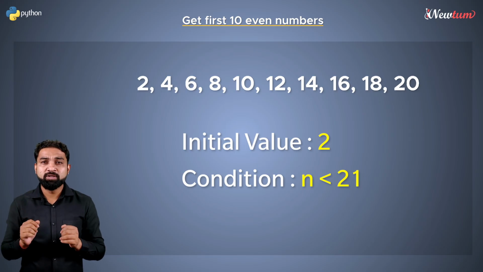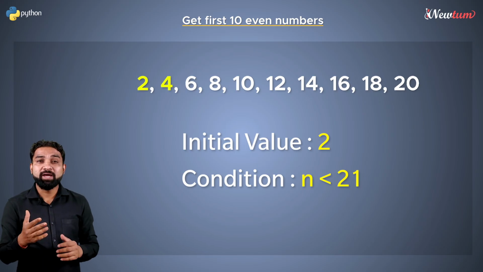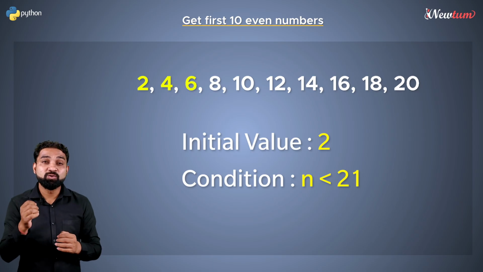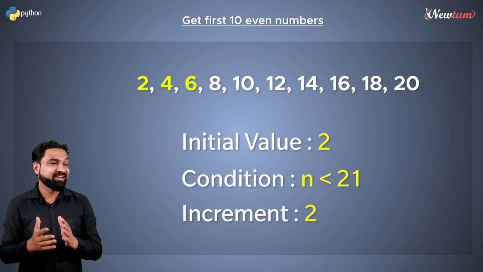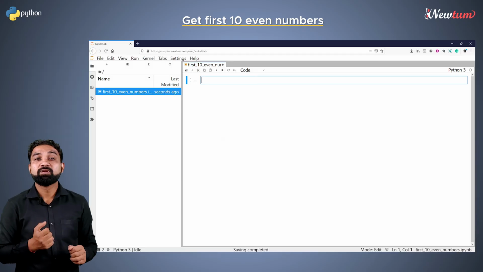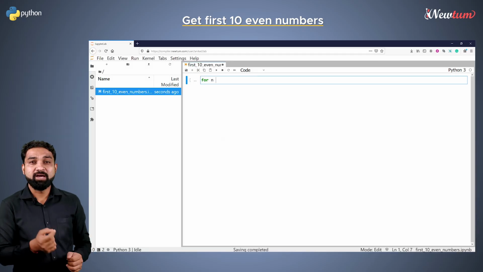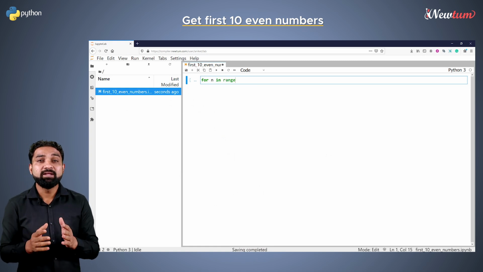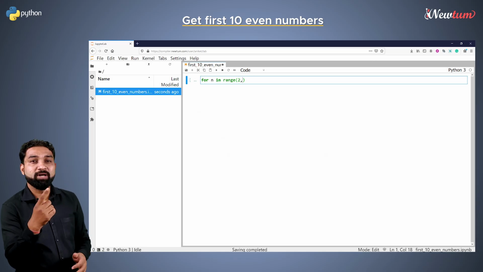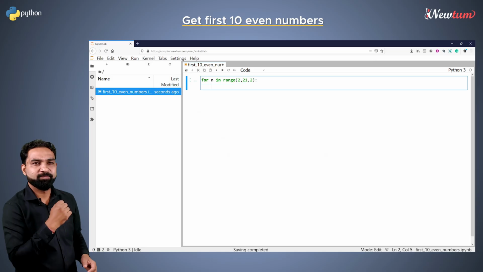In our output, the number is 2, then 4 and then 6. So the value has to be incremented by 2. Let's write the code for this. We will write for and then n in and then the range function and in brackets 2, 21, 2.